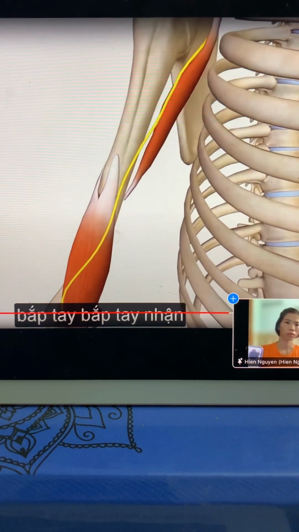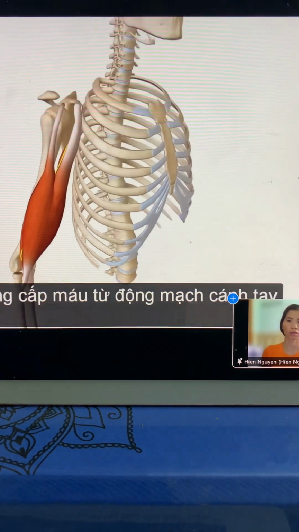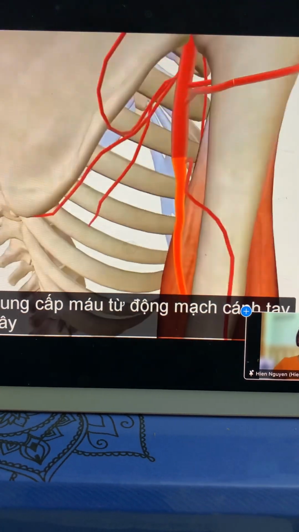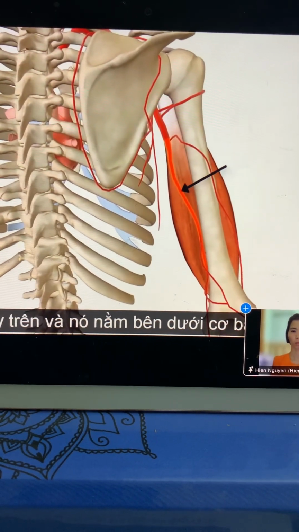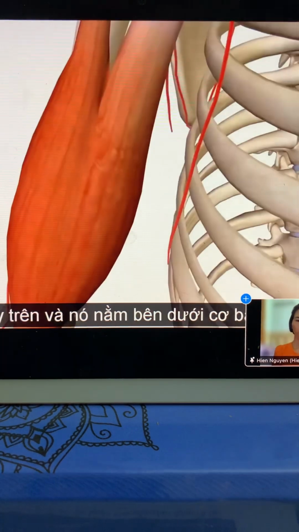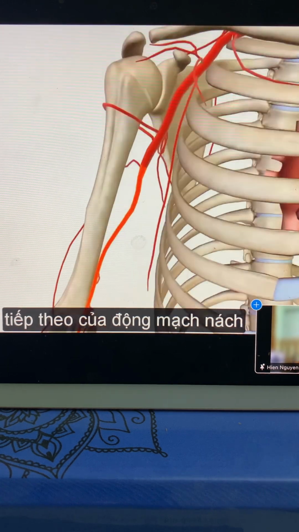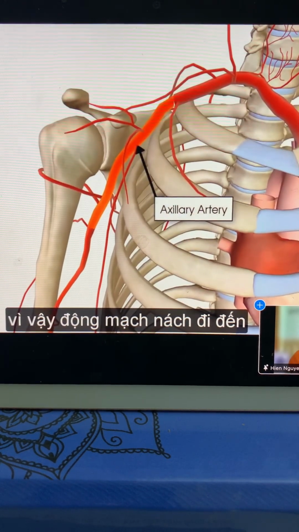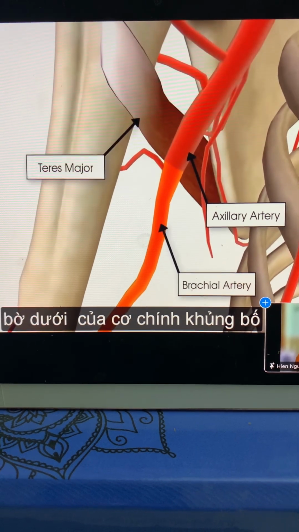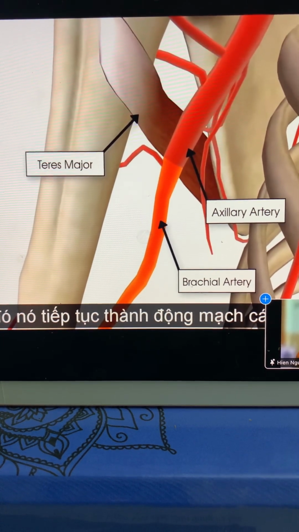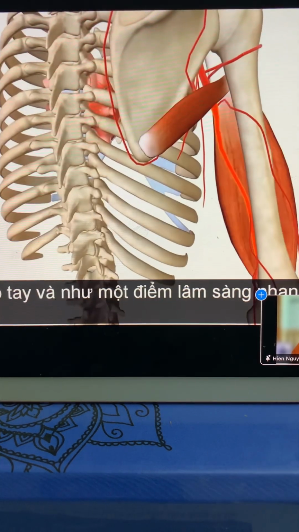To innervate the biceps. The biceps receives its blood supply from the brachial artery. So this is the major blood vessel of the upper arm, and it lies underneath the biceps muscle, and it begins essentially as a continuation of the axillary artery. So as the axillary artery reaches the lower margin of the teres major muscle, it then continues on as the brachial artery that then runs to supply the biceps muscle.